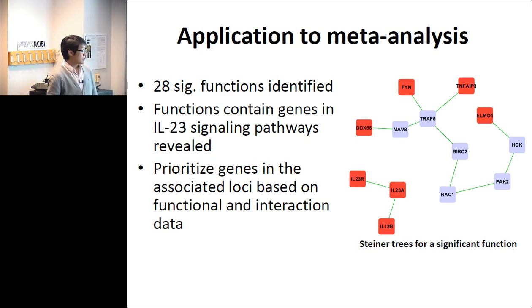This is an example from a significant function. For the Steiner tree of this function, those colored in red are genes from different disease-associated loci. Actually, these are 7 different genes from 7 different associated loci. And those colored in blue are genes that are involved in that function but outside the associated loci.